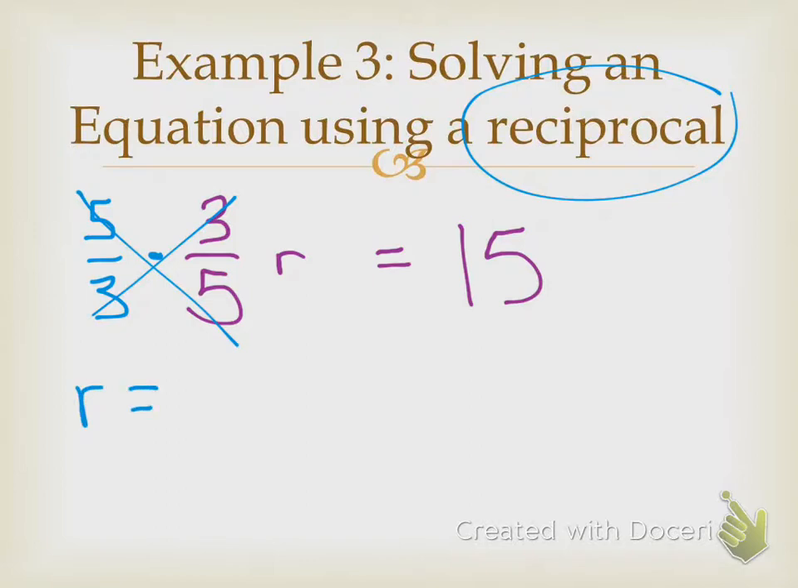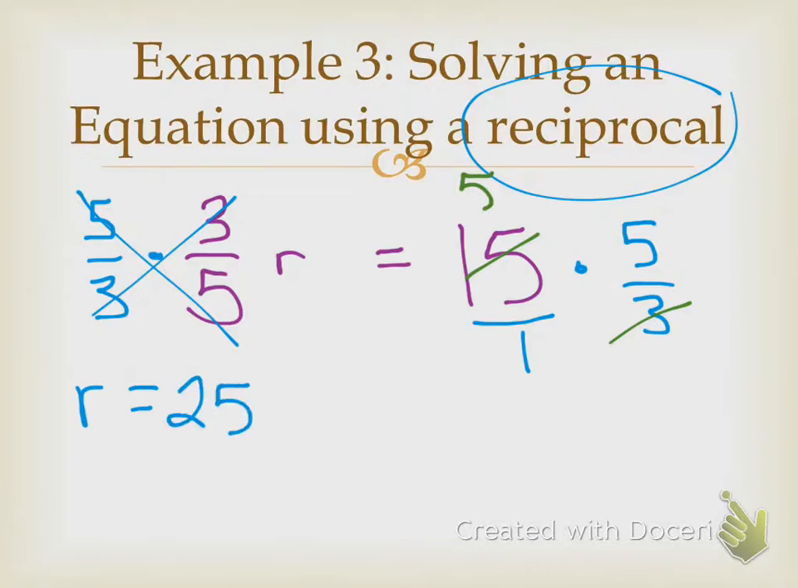But whatever I do to one side, I have to do to the other. Times 5/3. Now, it's a little easier if I make 15 a what? If I make it a fraction, right? 15 over 1. Can I cross-reduce anything? Yes. What? 3 and 15. 3 and 15 down to 1 and 5. And r equals what? 25. Am I done yet? No.